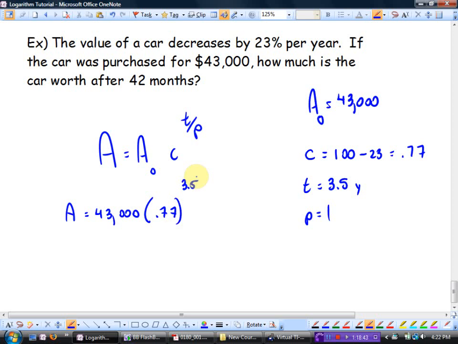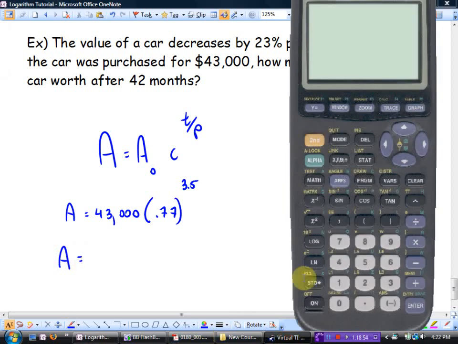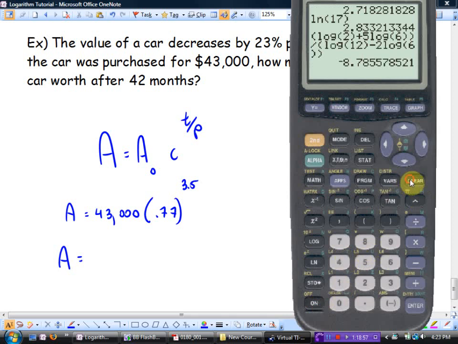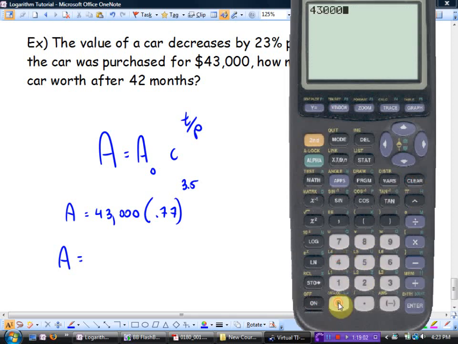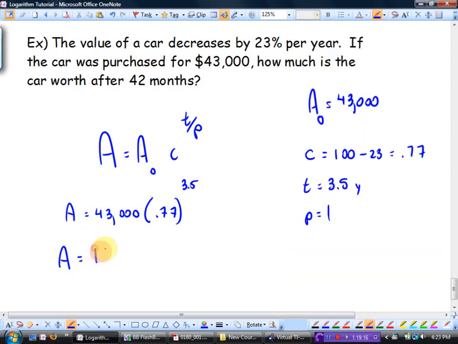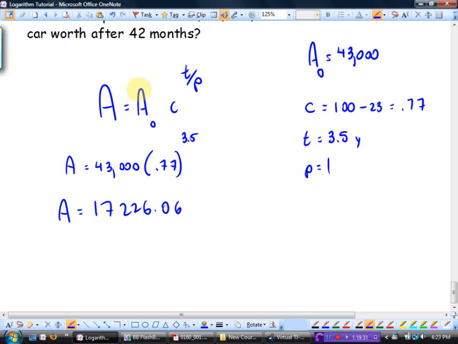Forget it. Do I have the A by itself already? This is straight plug and chug. Clear. 43,000 times 0.77 to the power of 3.5. I get $17,226.06. That's not what you're going to see on the written. Multiple choice, maybe. But that was to jog your memory for this. Here's something more realistically what you're going to see on the written section.